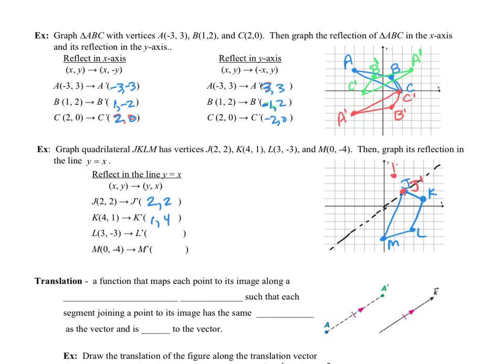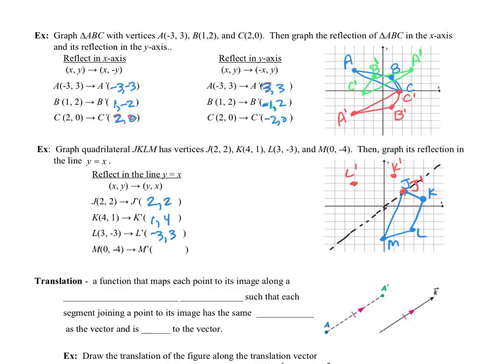That would be K prime. All right, and then our next point, L, 3, negative 3, we'll take those x's and y's and switch them. So that will become negative 3, 3. So 1, 2, 3, 1, 2, 3. There's where L prime lands.